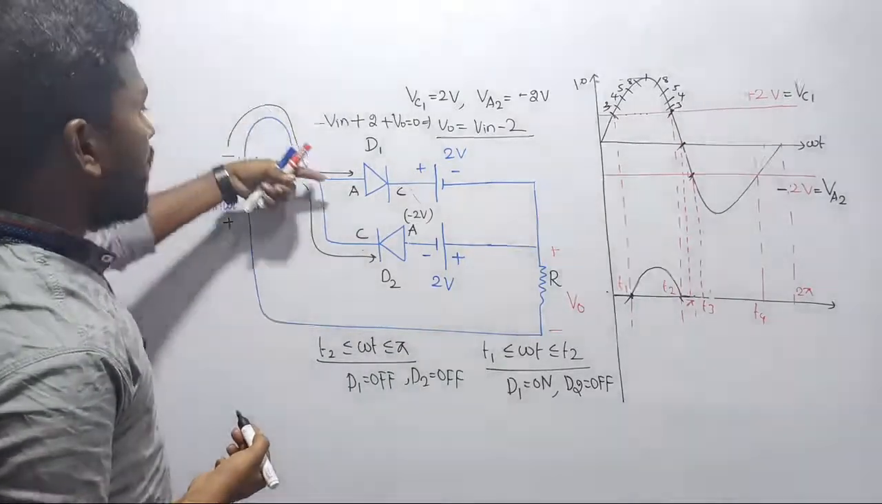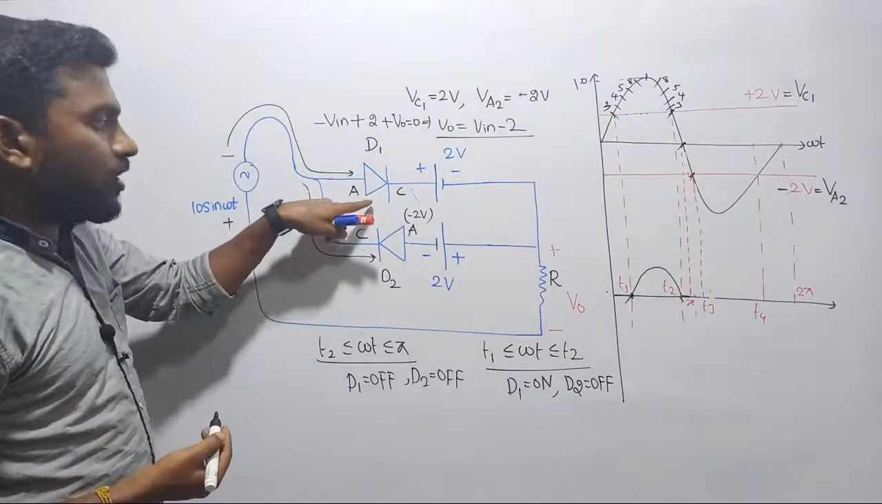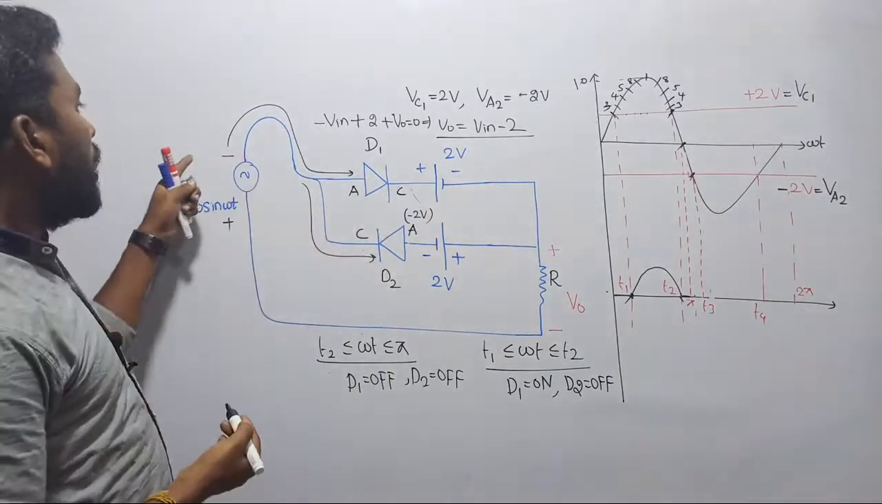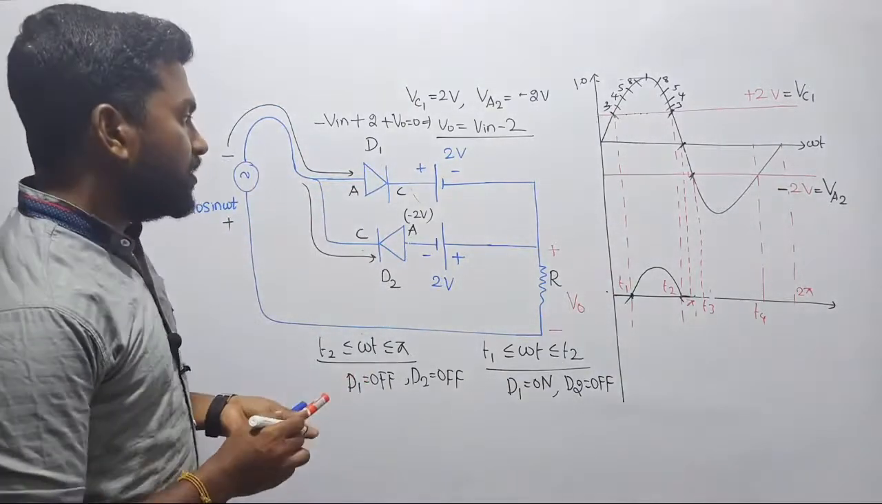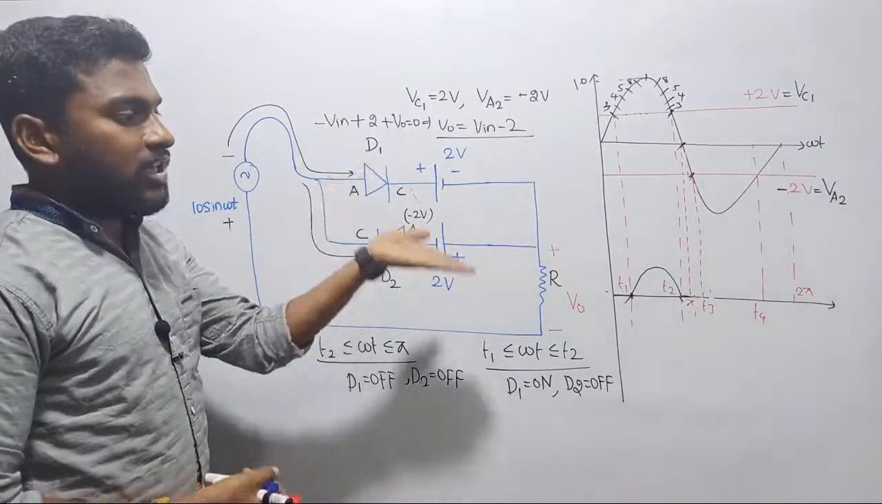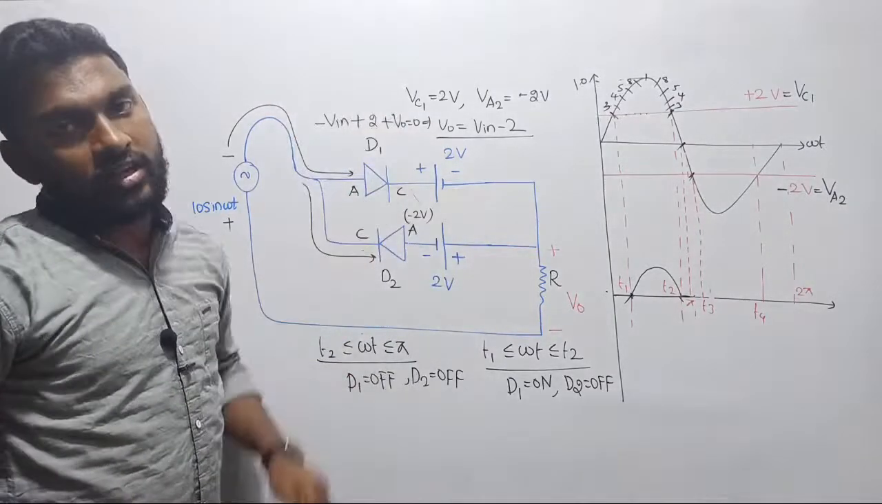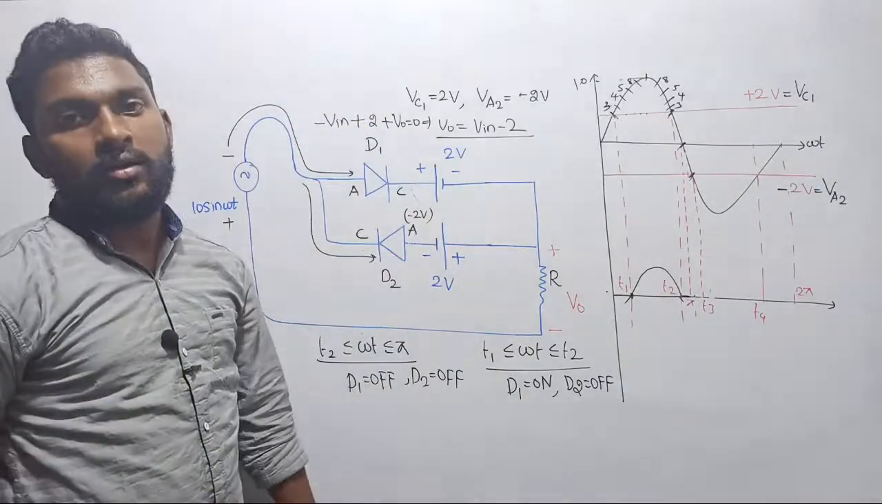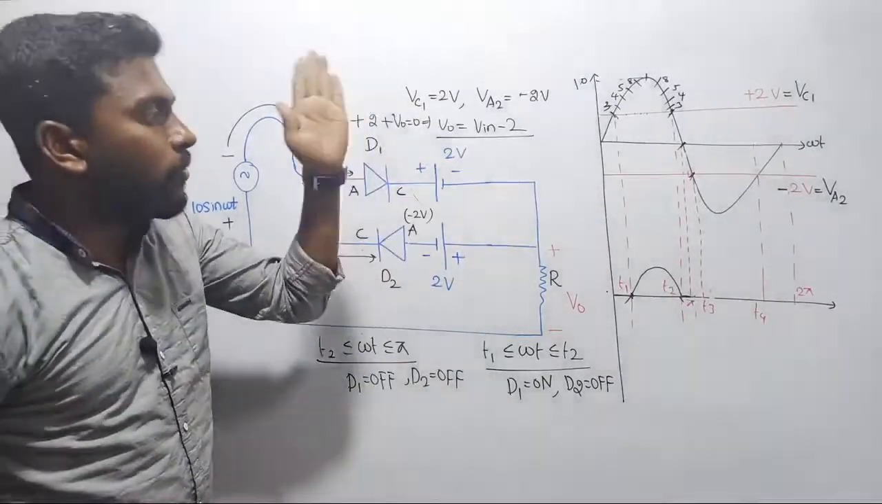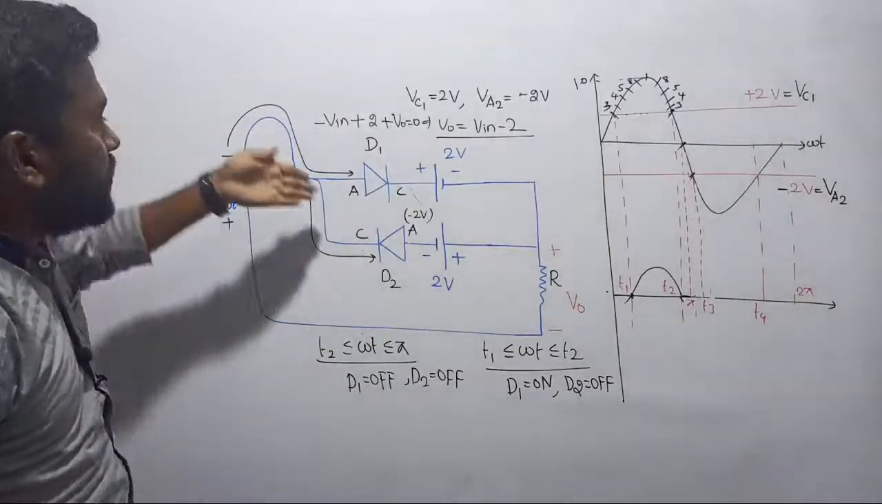If we are injecting negative voltage across the anode, can you turn on diode D1? No. For all negative cycles, diode D1 will be permanently turned off. Why? Because to turn on the diode, the voltage across the anode must be greater than the voltage across the cathode. Unfortunately, across the cathode we have positive potential. From pi to 2 pi, all the input voltages are going to be negative.